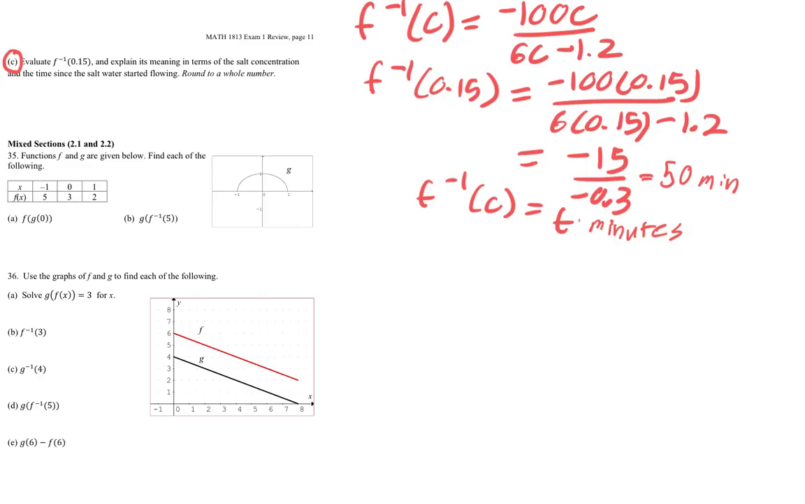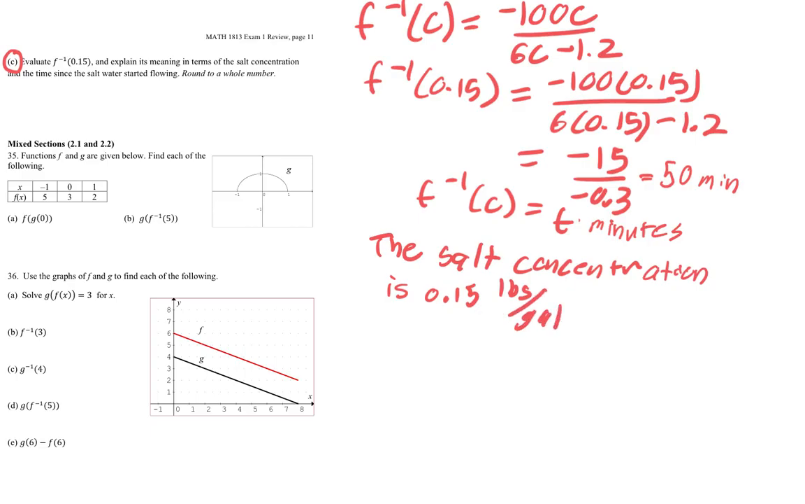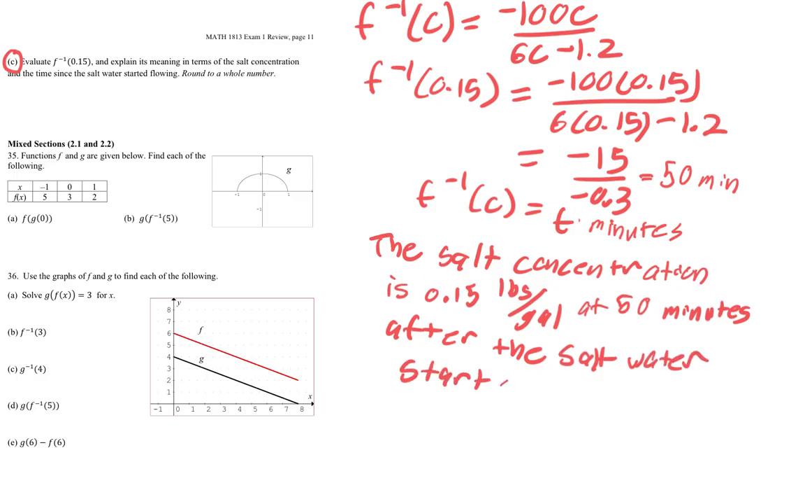So what does that mean in terms of the salt concentration? Well, the salt concentration is 0.15 pounds per gallon at 50 minutes after the salt water started flowing into the tank.